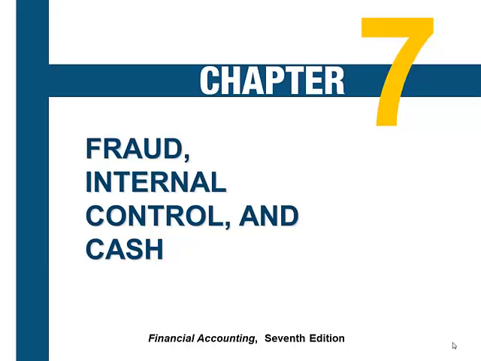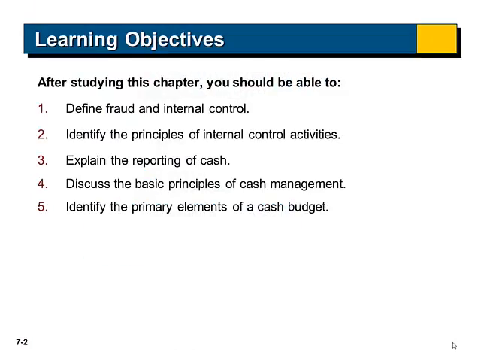Okay, this is Chapter 7 pre-class lecture on fraud, internal control, and cash. After studying this chapter, you should be able to do all of the following. You should be able to define fraud and internal control. You should be able to identify the principles of internal control activities. You should be able to explain the reporting of cash, discuss the basic principles of cash management, and identify the primary elements of a cash budget.